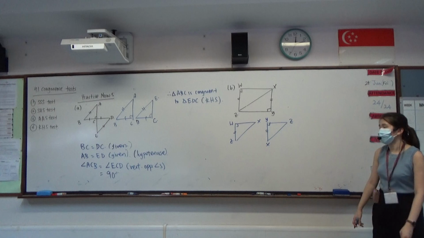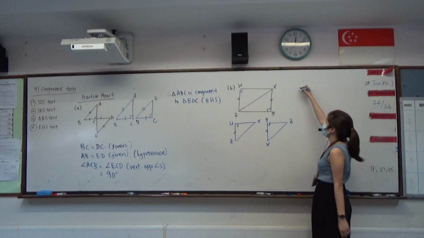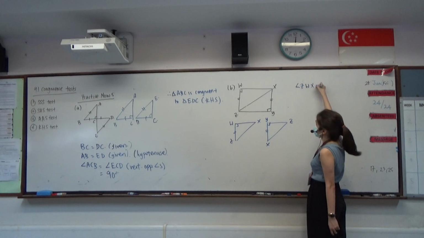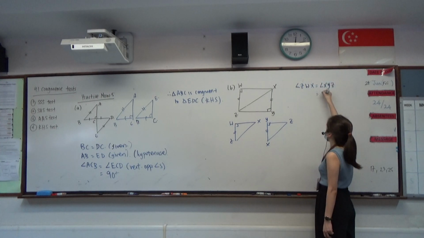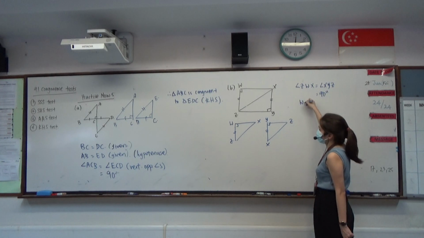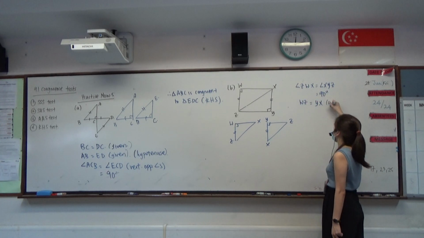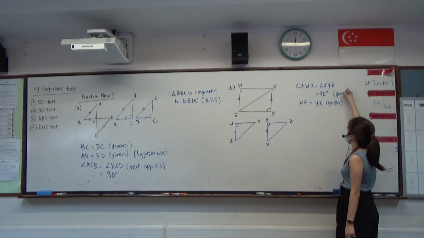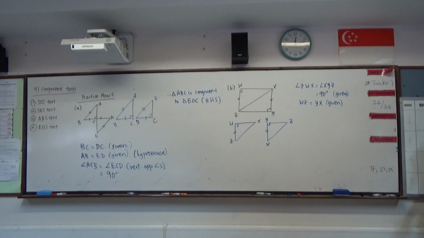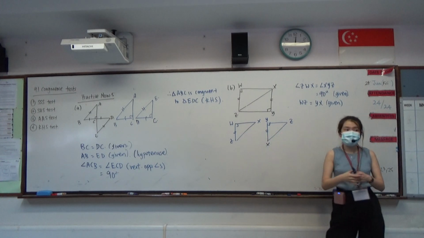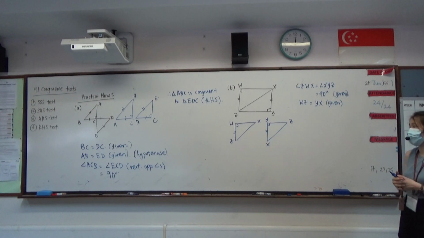How should we go about proving it? We write down the things that have been given. We are given that angle ZWX equals to angle XYZ, which is 90 degrees. And we are also given that WZ equals to YX. We got one angle, one side. We can use the SAS test to actually do it. If I want to use SAS, I must say that WX equals YZ, but we got no information about that portion.